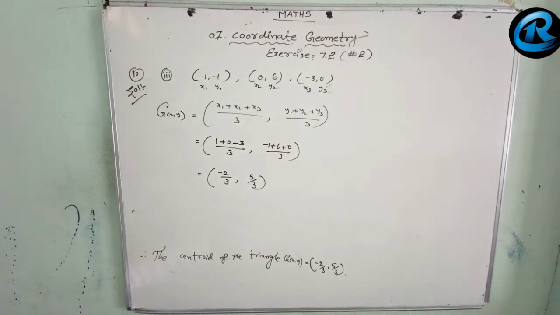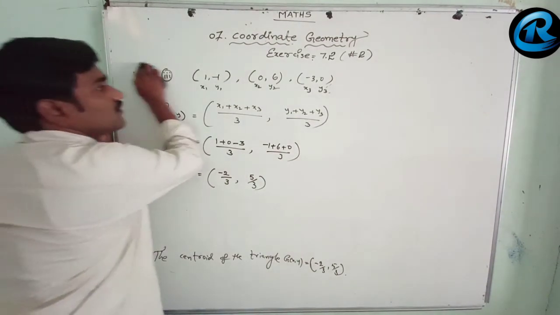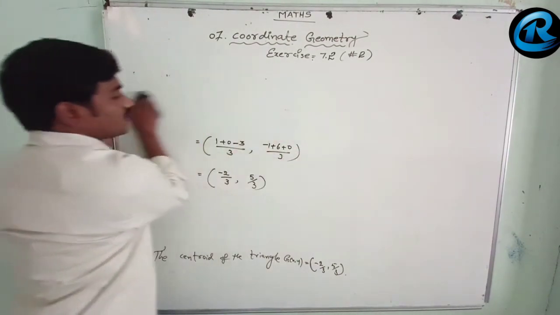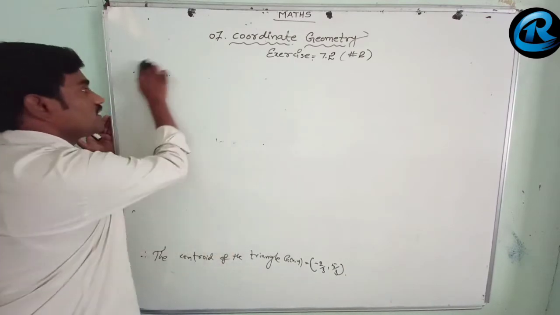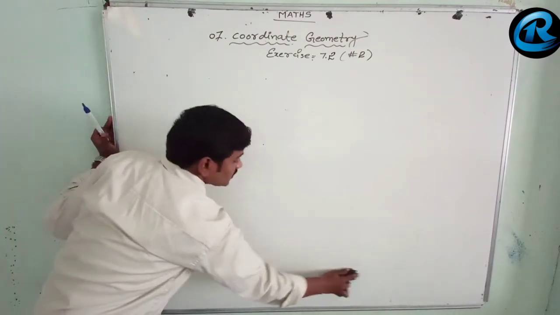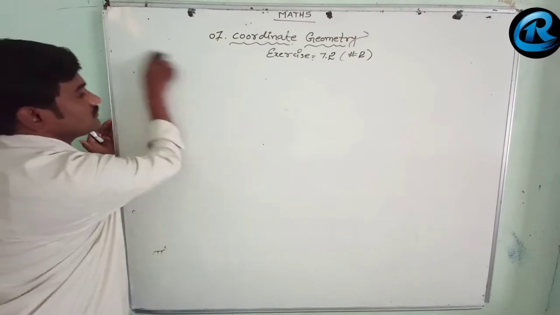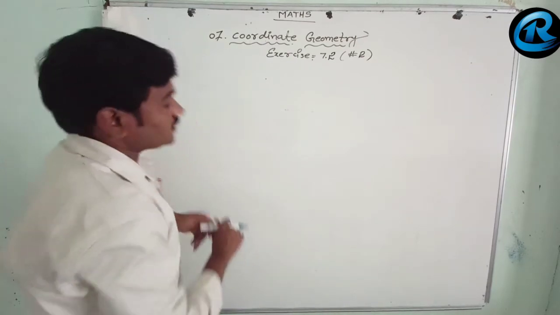I hope you understood this now. Very easy method and very easy problems, but they may give this question for 2 marks to find the centroid of the triangle. It is a 2 marks question, and there is a chance of getting it in the annual exam. So we go for question number 11.